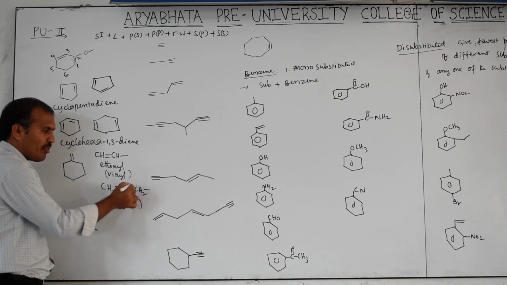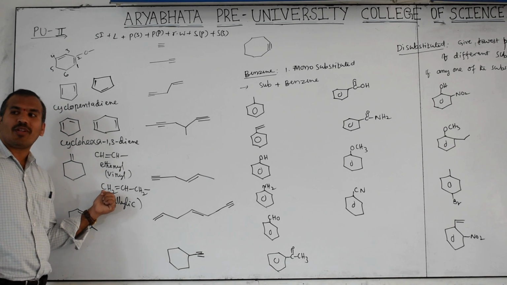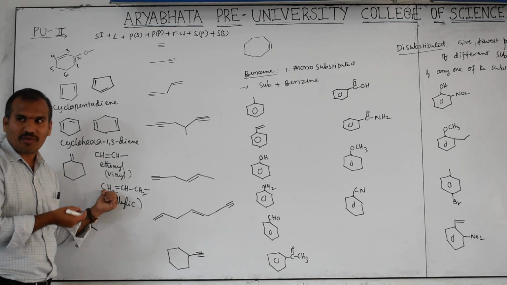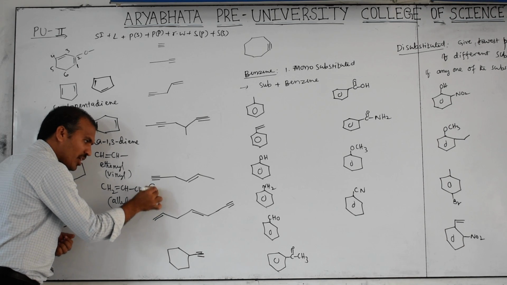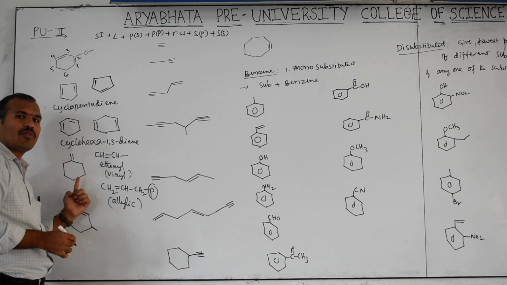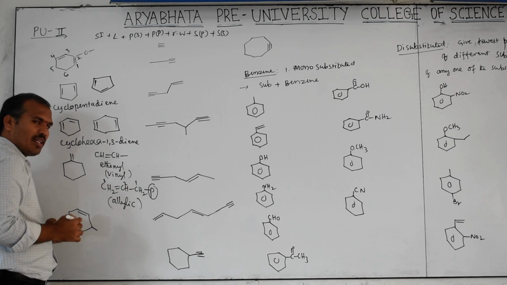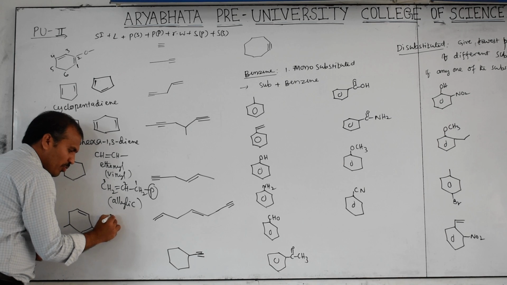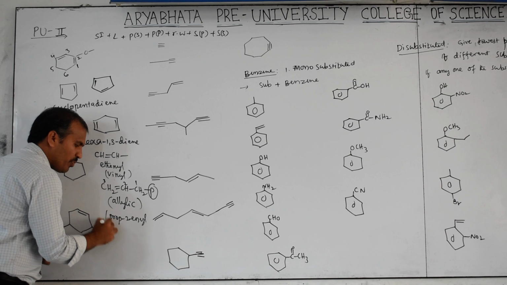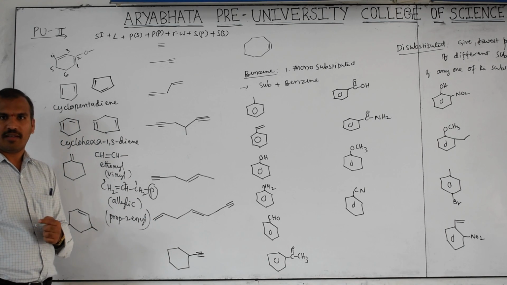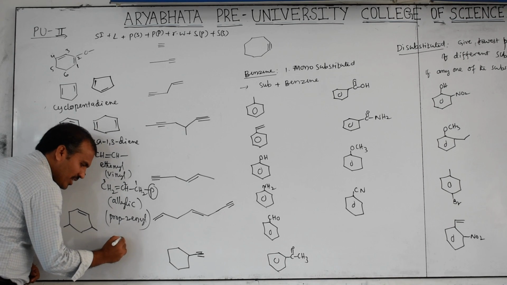What is the IUPAC name? Numbering from here, because it's attached to something. But don't give the number here, because the lowest number should be given to the multiple bond. Here this is bonded to which one? The principal carbon chain. Then from this side onwards you have to give the number. This is 1, this is 2, this is 3. Then total how many? Prop-2-enyl. This is the IUPAC name.